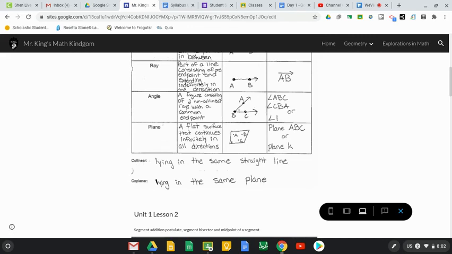We got collinear. That's lying in the same straight line. So basically think of a line. Everything on that line is collinear. Coplanar, lying in the same plane. That's the same thing. Think of a plane, everything in there, that's coplanar.